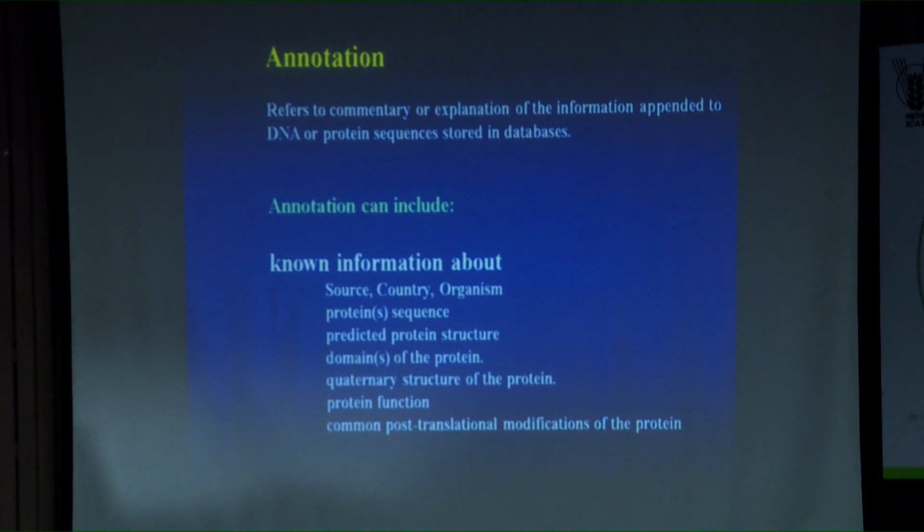So, what are the different kinds of annotation you can make? Like source, from where you are isolating, which insect, which country or which organism, then what is the protein sequence of that, what is the predicted protein structure, the different domains of the protein, the quaternary structure of the protein, protein functions, and so forth. So, different options are there. You have to append that information along with your sequence, and then only you can submit.